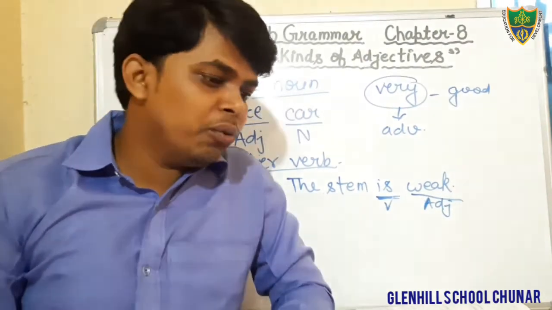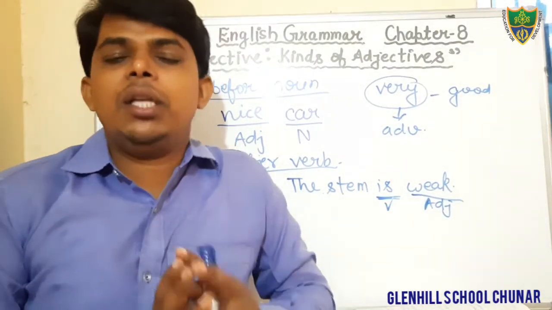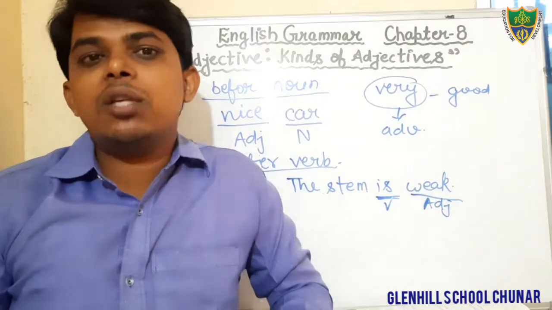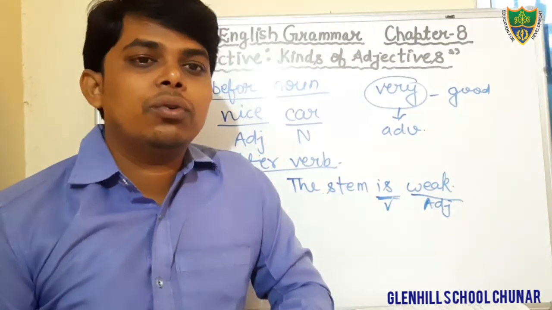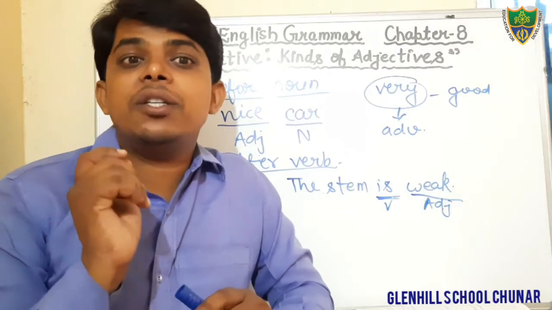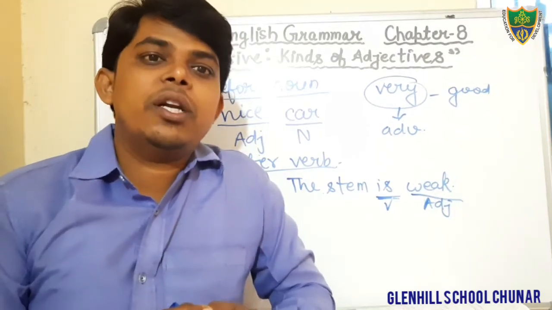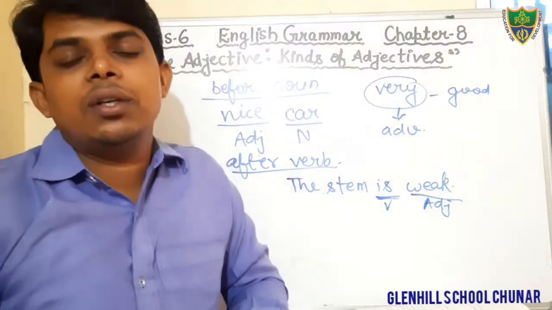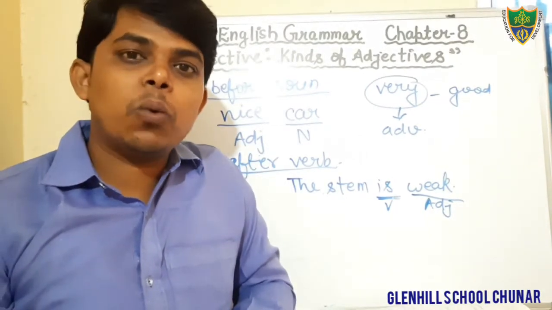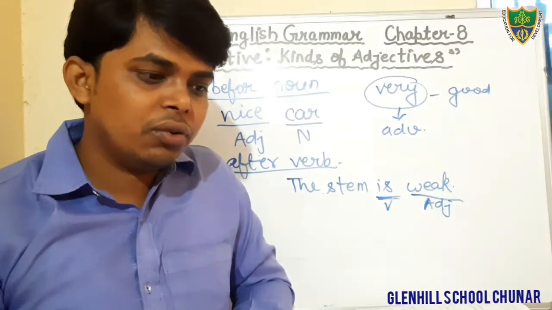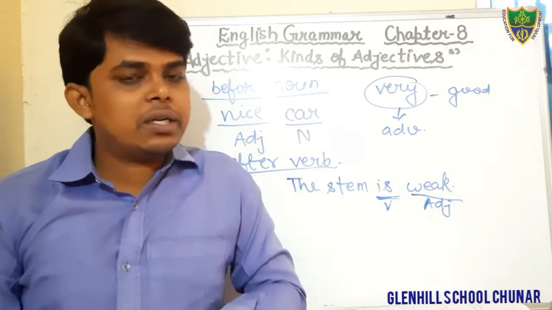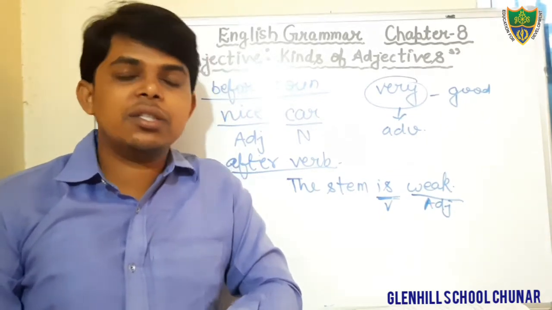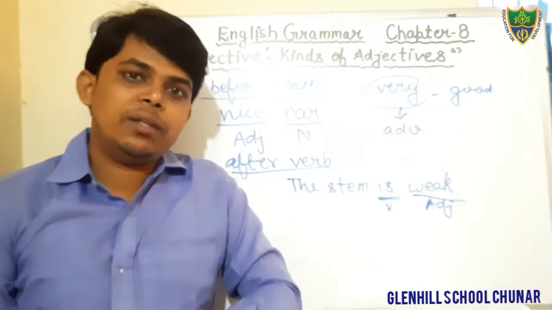Okay students, I hope that you all have understood the meaning of an adjective as well as the features of an adjective. In the previous classes, we have also read the kinds of adjective, in which I have told you there are 6 kinds, which are given in your book. There are adjective of quality, adjective of quantity, adjective of number, distributive adjective, demonstrative adjective, and interrogative adjective. There are also possessive adjective and proper adjective. There are 8 kinds given in your book that you have to read.